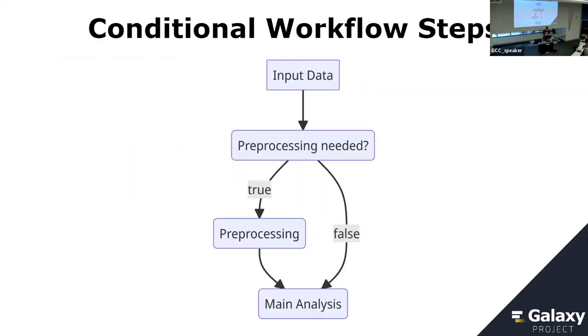So the next thing is conditional workflow steps. So you may have a step that should run under certain conditions and under certain conditions it should not. Say you have a pre-processing step where you take your data and something needs to happen before. And sometimes you've already done it and sometimes you don't. So you can introduce a conditional and then only run the pre-processing step if either you detected it needs to be done or if the user said, do it.